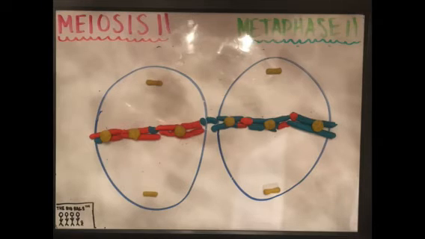Now in metaphase 2, the chromosomes are lined up at the metaphase plate, and the kinetochores are attached to the microtubules extending from each pole, just like in metaphase 1. Now that the sister chromatids have crossed over in prophase 1, they are very genetically different, resulting in the randomness during sexual reproduction.